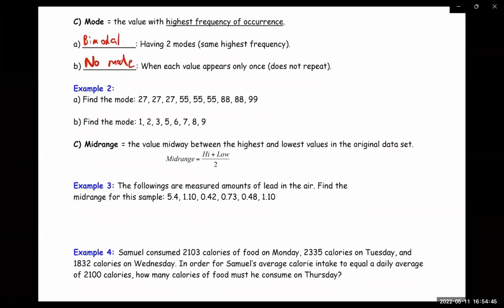All right, so let's look at example number 2. This one says, find the mode. Which one occurs the most of all these numbers? 27 and 55. Yeah, those two occur 3 times each. So that means we have bimodal because 2 of them have the same highest frequency. So there's 2 modes, 55 and 27. So that would be bimodal, both 27 and 55.